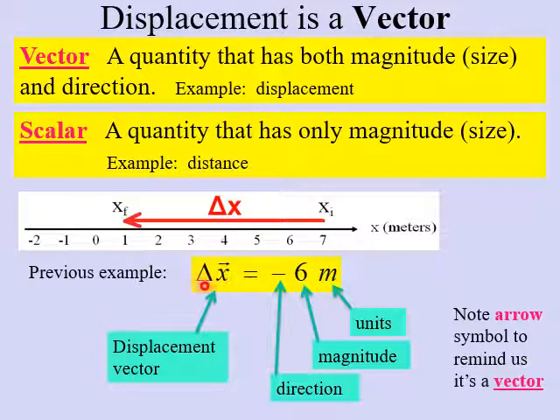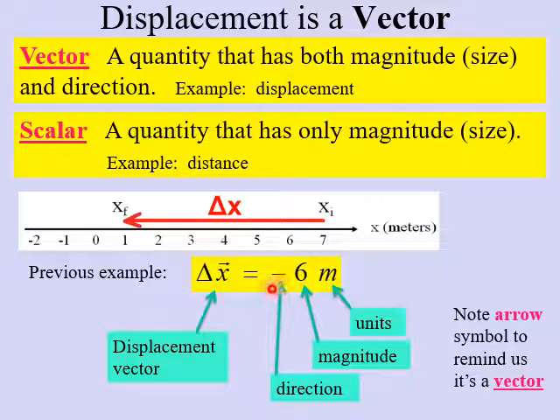Now, there's quite a bit in this notation here. Our delta sign, of course, is part of our definition of displacement. Notice the x has a little arrow on top of it. This is often used to denote a vector quantity. And the arrow in the name here always points to the right. Even though our displacement actually goes to the left, the little arrow just tells us that we are talking about a vector quantity. In this case, it's the displacement vector.